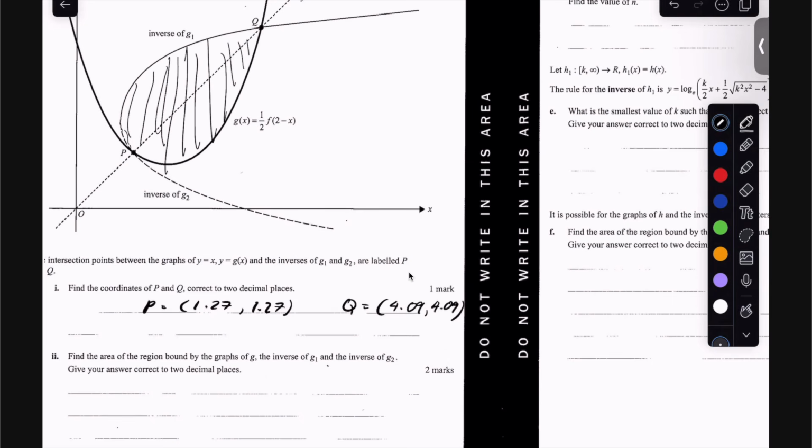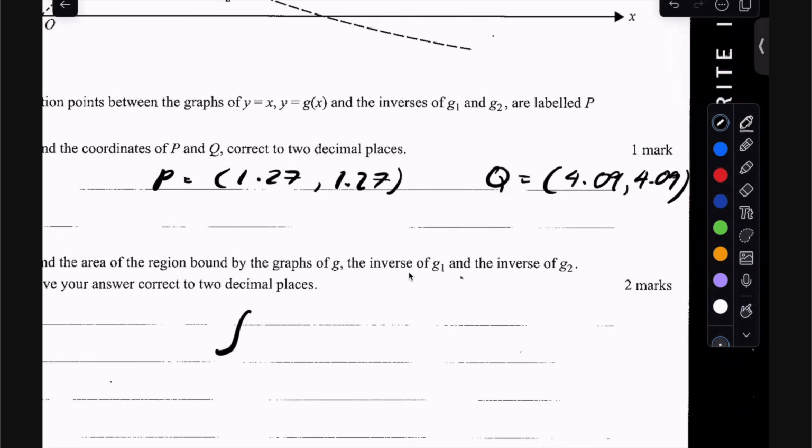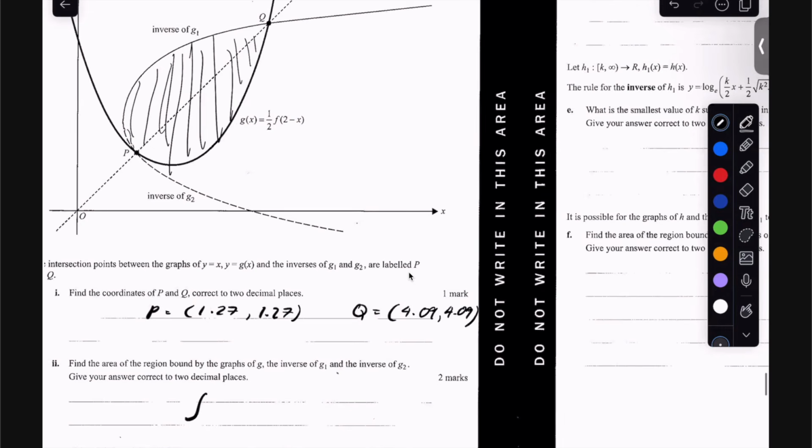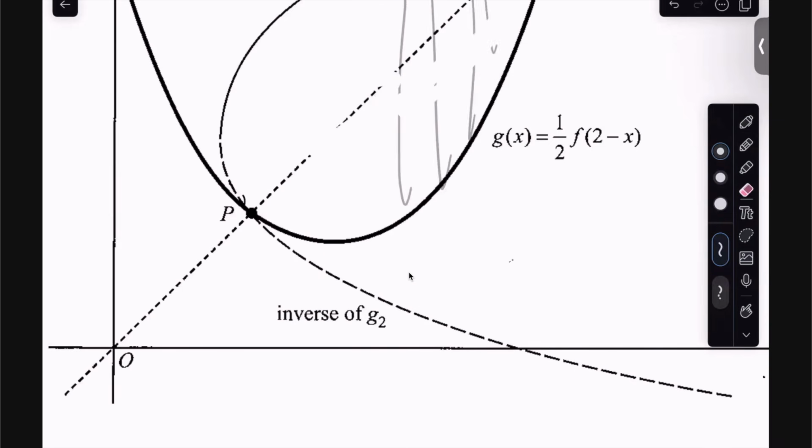What you can just do is the integral from the intersection point, which is a little bit weird because you've got 2 different functions. I'll just get rid of my drawings. So you've got a bit of g here, g2. This is kind of where they stop.